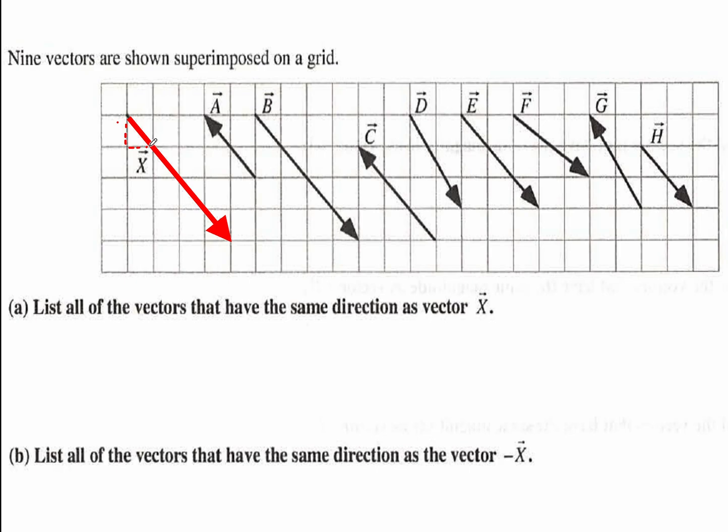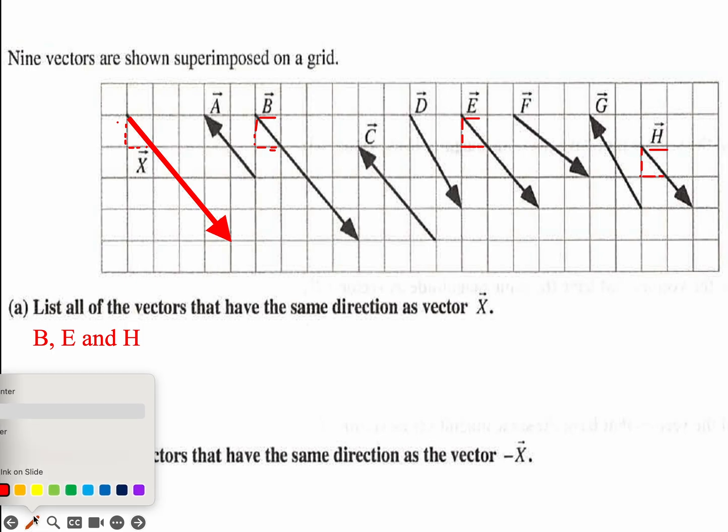And the answer is you should discover that B, E, and H are all heading in that same direction. They all go down 1 and over 1. So they're also pointing downward at that 45-degree angle. And you're like, okay, easy enough. This next question, though, is a little bit trickier.